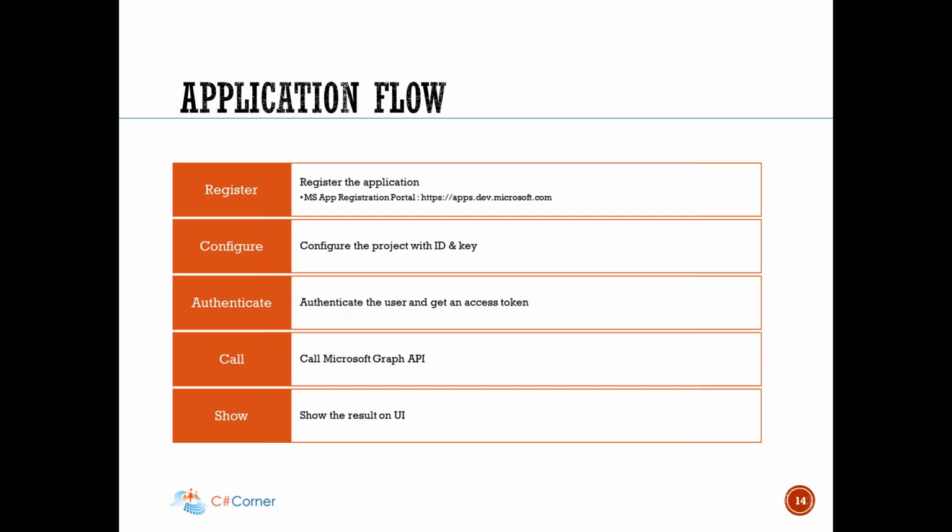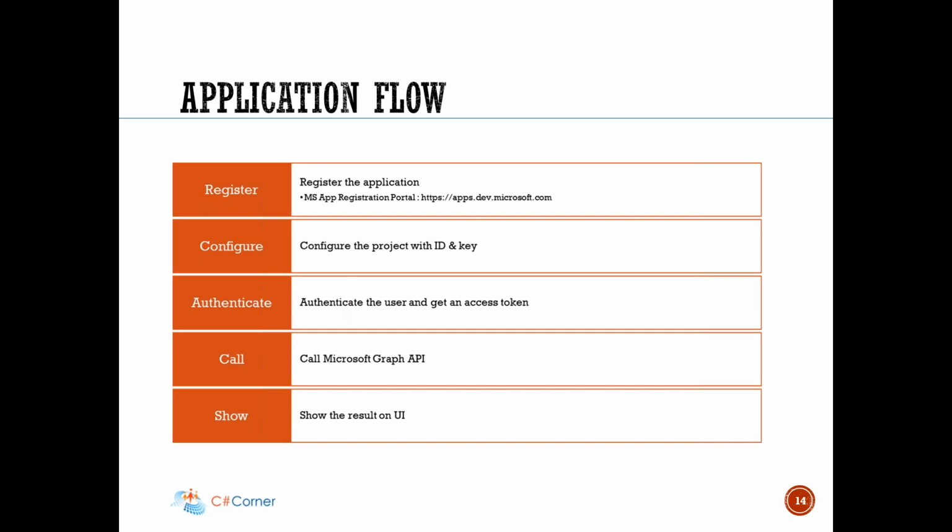For that matter, you need to register your application, which you can do at the Microsoft Application Registration Portal, apps.dev.microsoft.com. Once you have registered, the registration portal will provide you with an ID and secret, or ID and key. You have to take that ID and key and configure your application to work with it. And then you have to write the authentication mechanism. So you will authenticate the user who wants to use your application and fetch some data from Office 365.